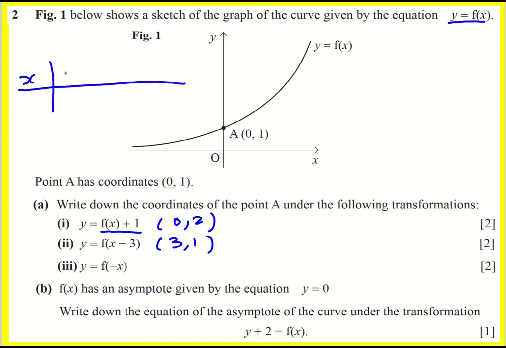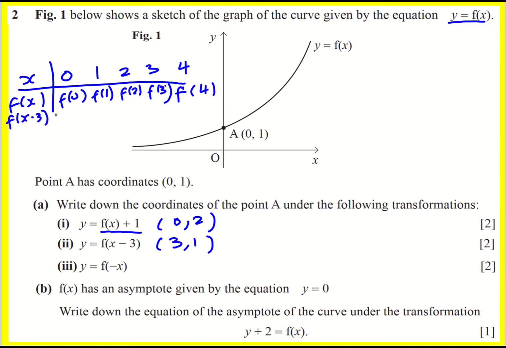So imagine I've got my x values, 0, 1, 2, 3, 4. Then f of x would be f of 0, f of 1, and so on. And then if I want to find f of x minus 3, then suddenly, when x is 3, I'd actually get f of 0, and when x is 4, I'd get f of 1. So you can actually see in this situation that it's moved along to the right by 3.